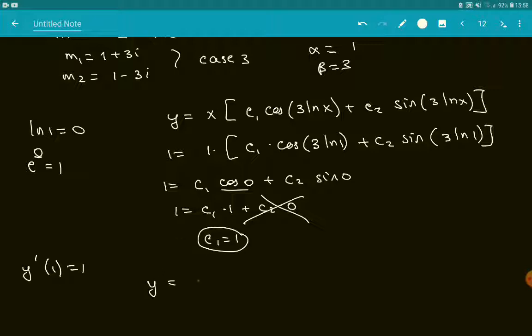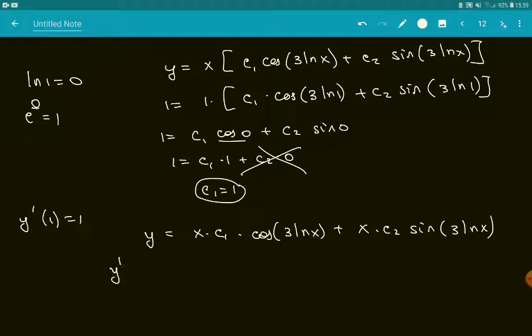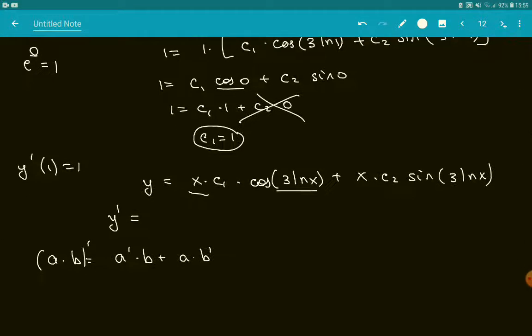I just write y is equal to x multiplied by c1 multiplied by cosine 3 ln x plus x multiplied by c2 sine 3 ln x. So let's find out what y prime is. Because this is the multiplication rule, how did we differentiate a multiplied by b? We write a differentiate b plus a multiplied by b differentiate.